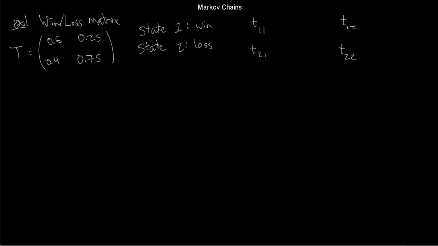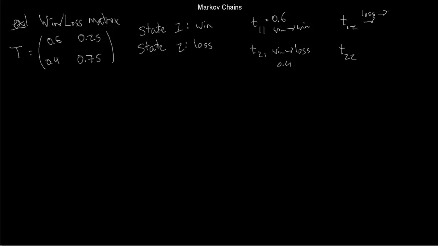So now let's consider the same example that we had before. I have this win-loss matrix that we had with the soccer matches. T was 0.6, 0.25, 0.4, 0.75. And let's say state 1 is winning and state 2 is losing. So T11 is the probability of transitioning from state 1 to state 1, the probability of winning if you already won, the chance of going from win to win. And we said that was 60%. And T21 is the chance of going from state 1 to state 2, the chance of losing after you've won, and that was 40%.